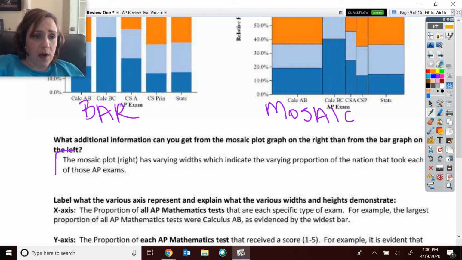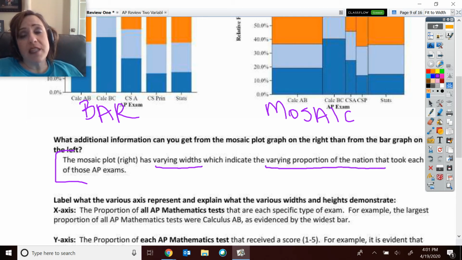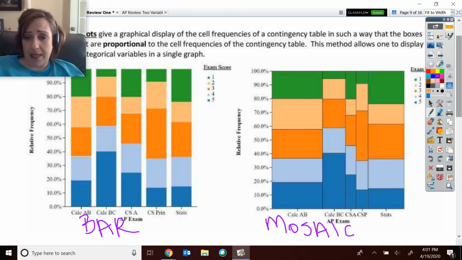So the Mosaic plot on the right has varying widths, which indicates the different proportion of the nation that took those AP exams. So this tells me then which was the most highly given exam. What test had the highest proportion of the nation's math AP tests given? And that would be the Calc AB. So Calc AB had the most tests. Highest proportion of tests. I can see statistics had the second most proportion of tests, and so on. Whereas you can't see that on the left.